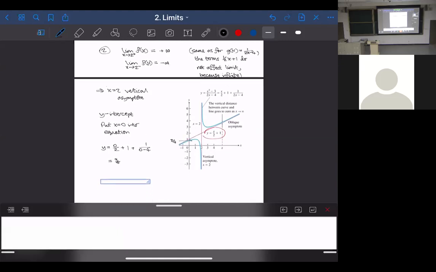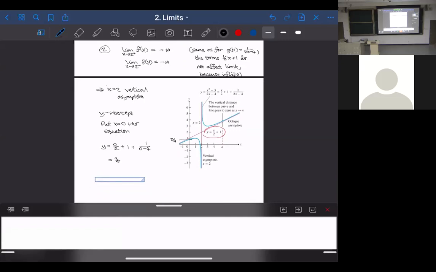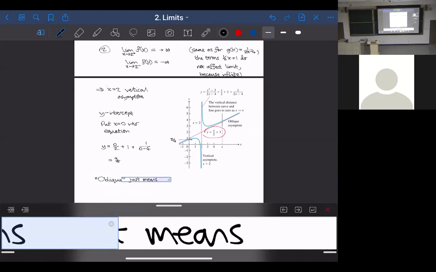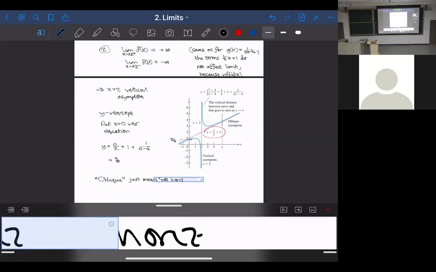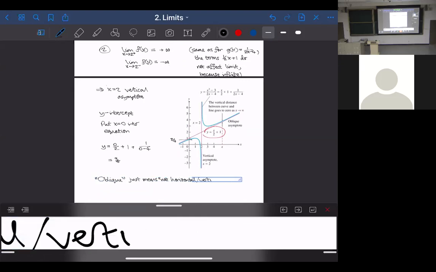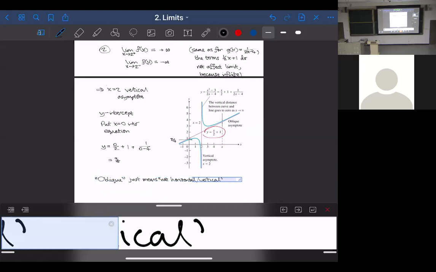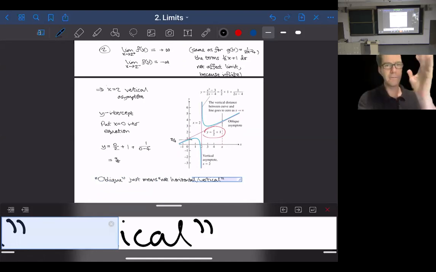Okay, and just to explain this term, oblique. Oblique just means not horizontal or vertical in this case. So in this case, we have a vertical asymptote and also an oblique asymptote.